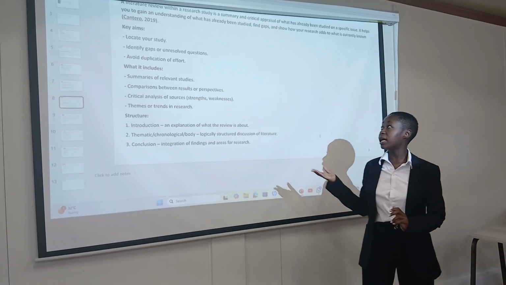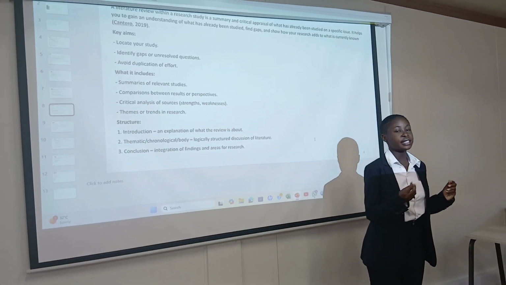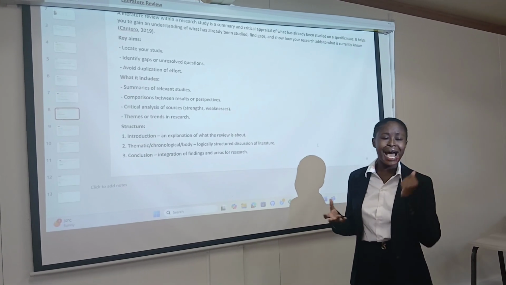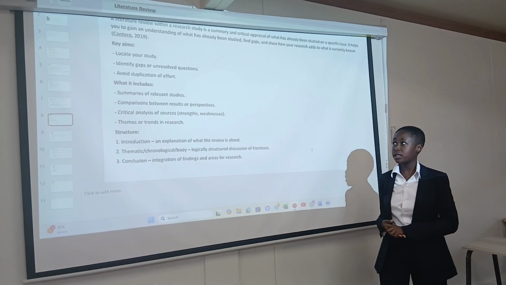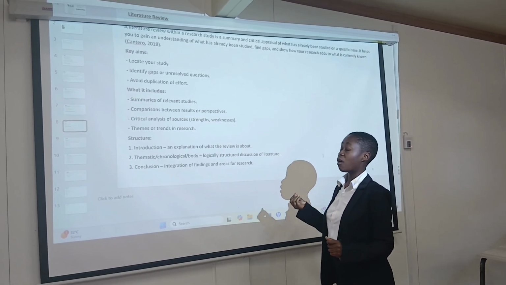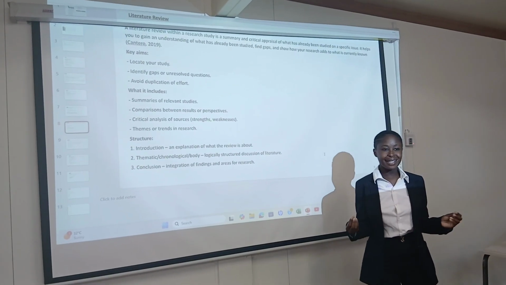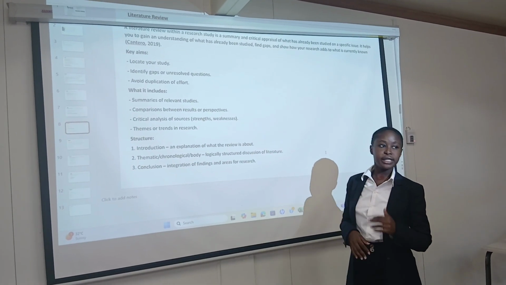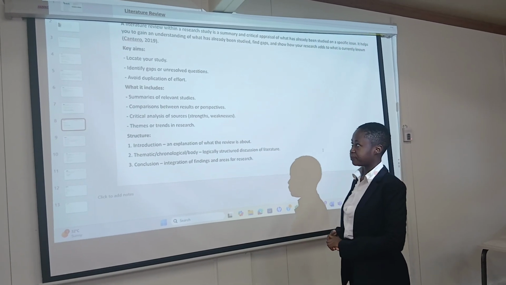Identify gaps or unresolved questions. A literature review helps a researcher to know those unresolved problems that other researchers left. Avoid duplication of effort. A literature review helps a researcher to avoid repeating other researchers' work.